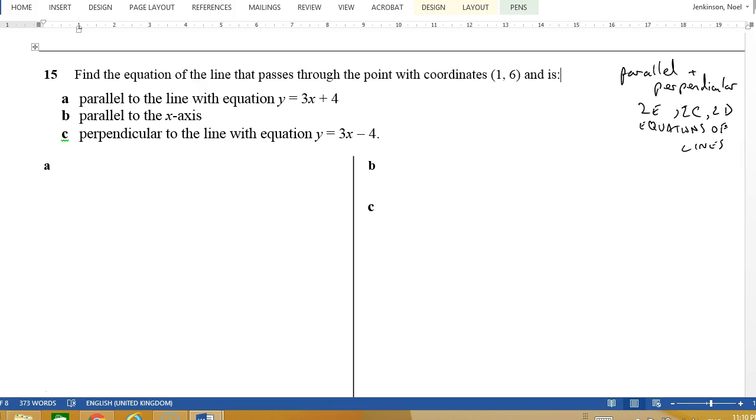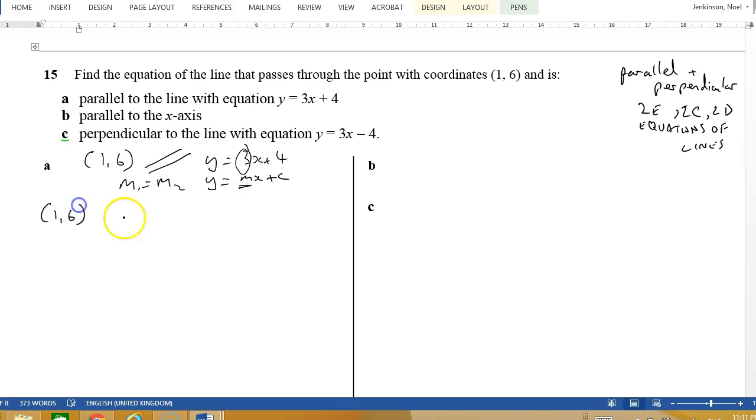First one is find the equation of the line that goes through the point (1, 6). So you're given a point, and it's also parallel to y equals 3x plus 4. Well, what we know about parallel lines is that their gradients are equal. And we also know from our equation of a line formula, which is y equals mx plus c, that in this case the 3 is the gradient. So we have the point (1, 6) and we have gradient equals 3.